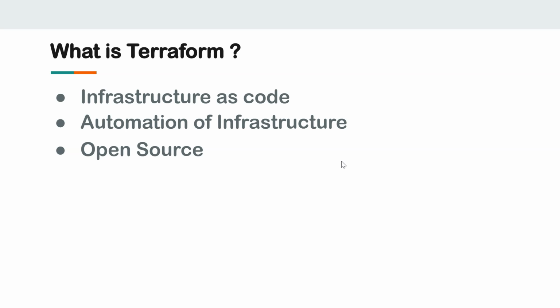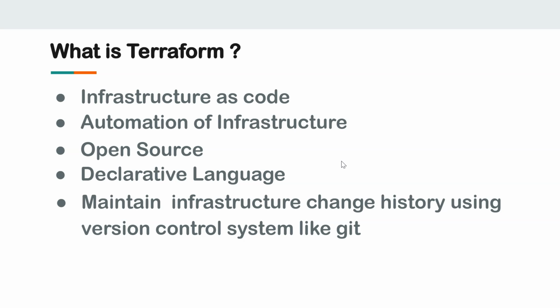Terraform is a completely open source tool, so you can modify it. It's a declarative language where you don't have to define how to work; you simply have to define what resource you want to create. It also gives flexibility because it is a code language, so you can use a version control system like Git and get the different benefits of version control.